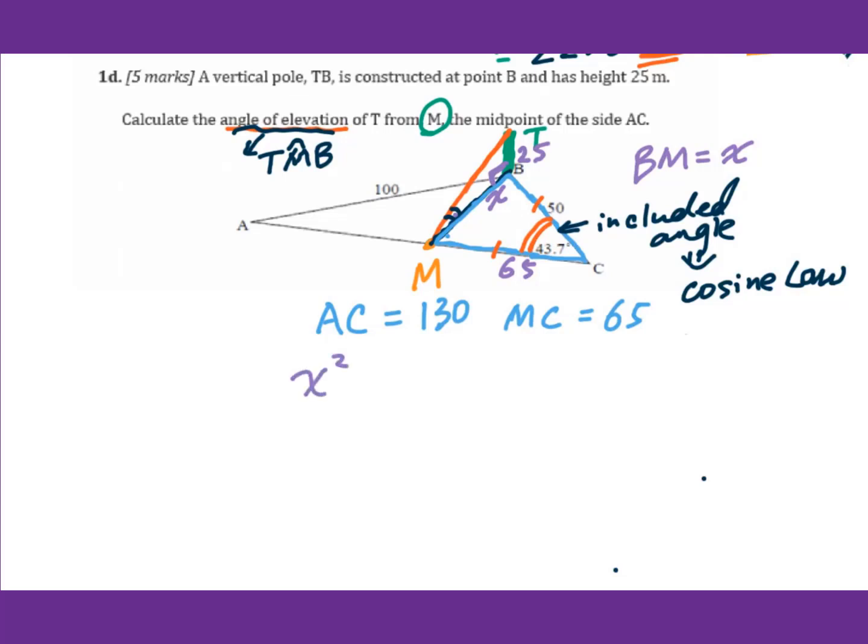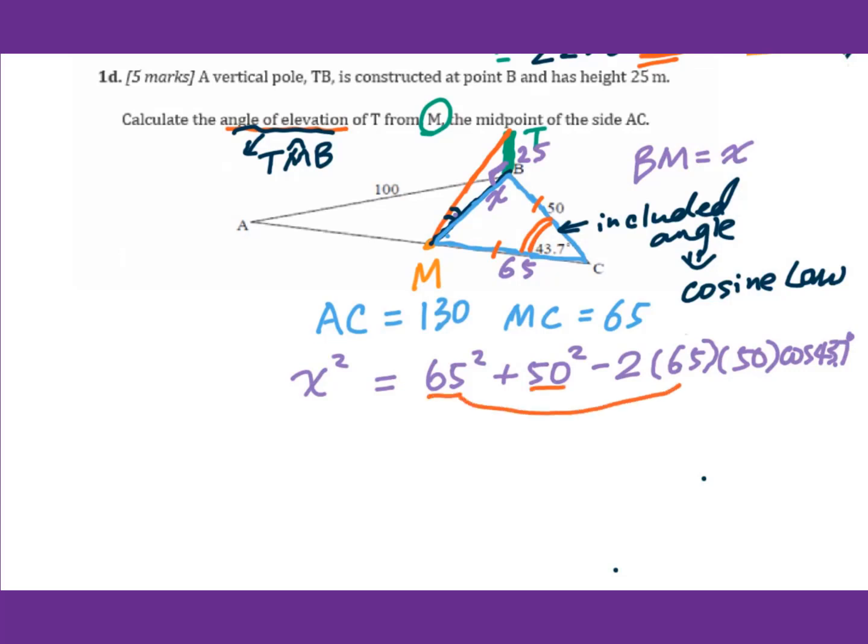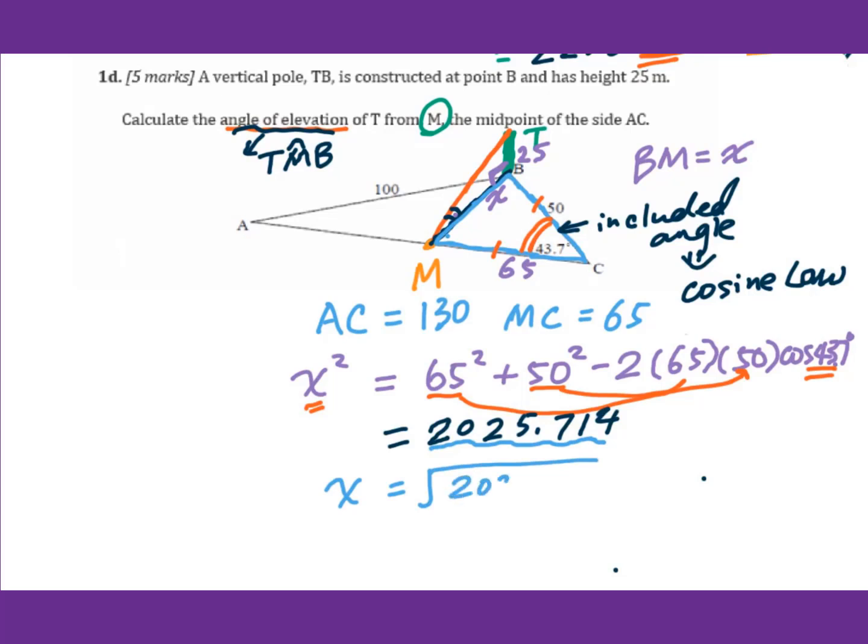Therefore, you will get x squared equals 65 squared plus 50 squared minus 2 times 65 times 50 times cosine 43.7 degrees. This is how you remember. These two will go here and here. Then for this angle, the corresponding side will be this x. So we put it into the calculator, you will get this. Then we take the square root of both sides. Your answer will be 45.0.